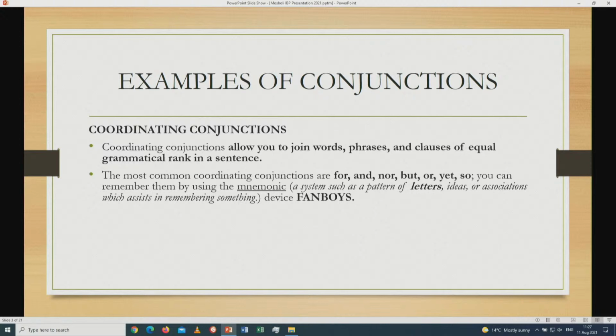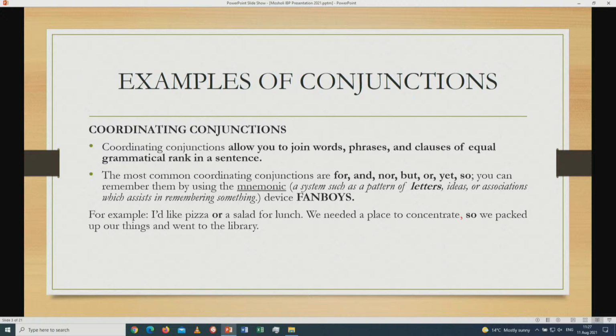You can remember them by using the mnemonic device FANBOYS. A mnemonic is a system, such as a pattern of letters, ideas, or associations, which assists in remembering something.